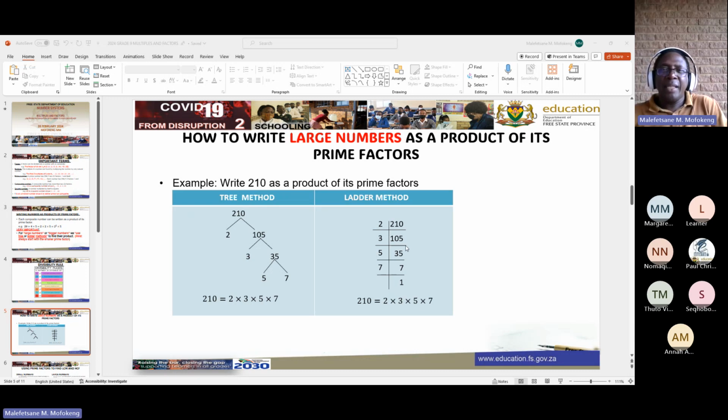Now, that was the ladder method, the division method. You say 2 goes into 210 how many times? 105. Divided by 3 goes how many times? 35. Then you take 5, and it goes into 35 how many times? 7 times. Then you go to the next one again: 7 goes into 7 how many times? Once. After that, you write all the prime factors of 210. It is 2 multiplied by 3, multiplied by 5, multiplied by 7. That is how we use the method to find the prime factors of a large number, which is 210.